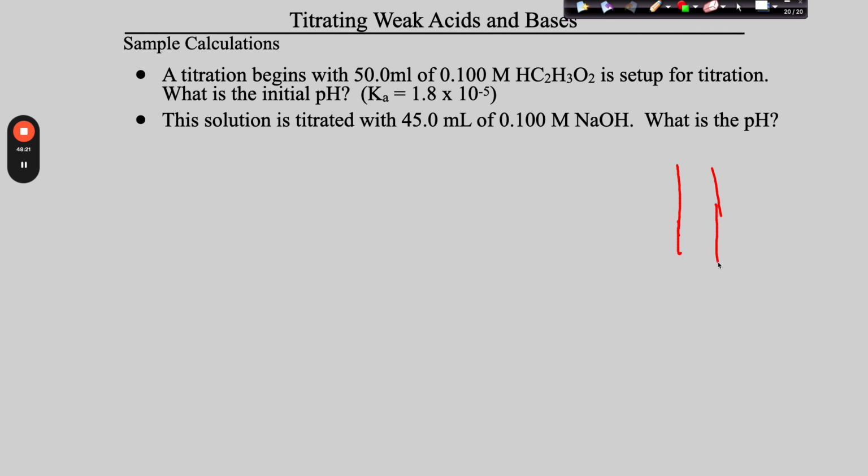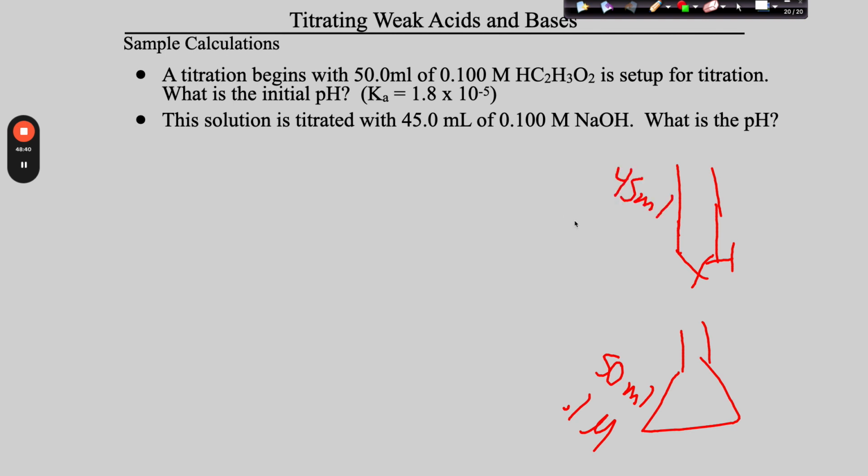All right, that'll be my burette. So guys, here we go. Let's think our way through this. Down here, we've got 50 milliliters of 0.1 molar acid. Up here, we've got 45 milliliters of 0.1 molar strong base. You okay on that?